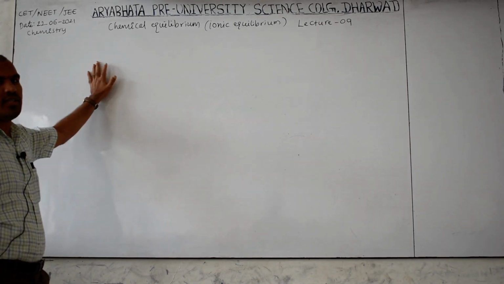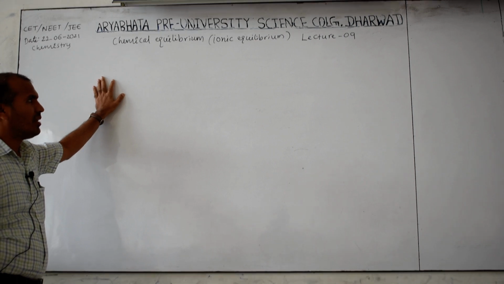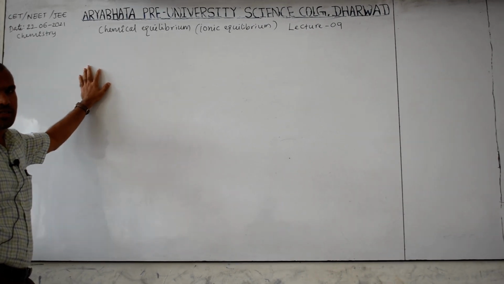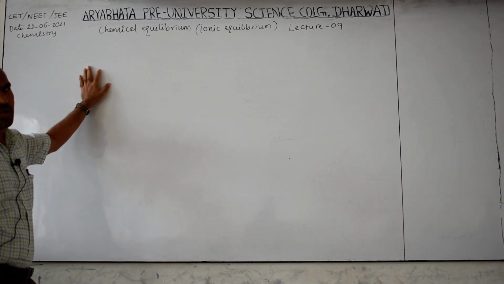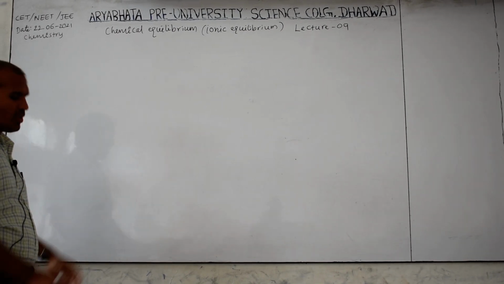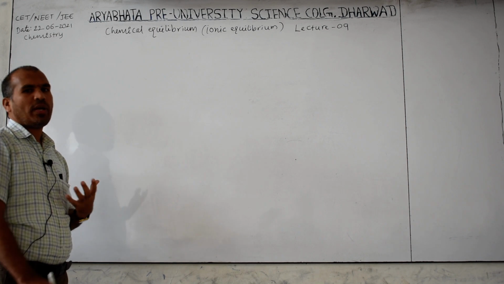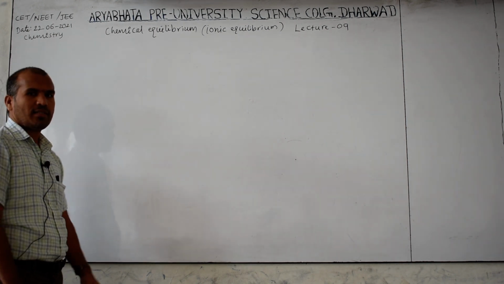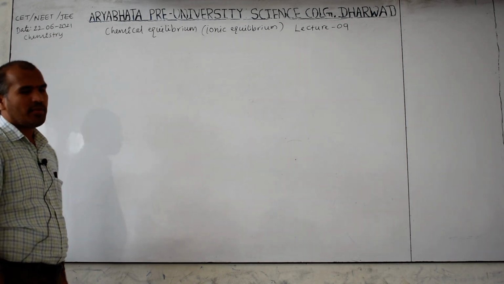In the previous class I discussed the acid-base theories. One is Arrhenius theory, second is Bronsted-Lowry theory, third is Lewis acid-base theory. According to Lewis acid-base theory, an electron pair acceptor is an acid and an electron pair donor is a base.